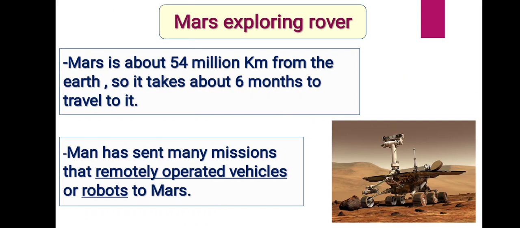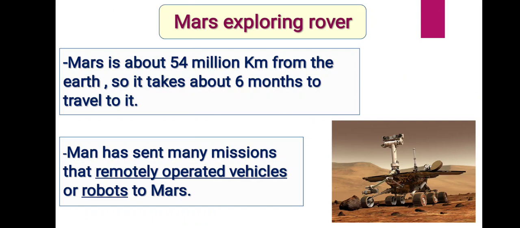One more time. The Mars planet is very, very far from Earth. So the scientists didn't go to Mars, but they sent vehicles and robots to discover it. The vehicles and the robots work remotely. Do you know what the meaning of remotely is?